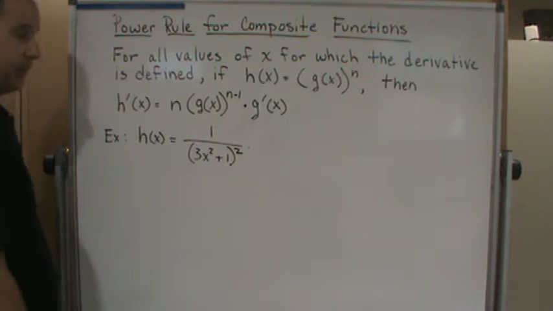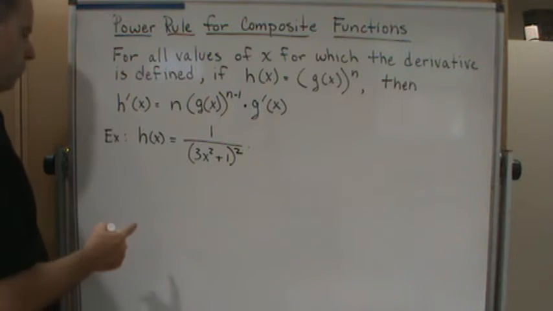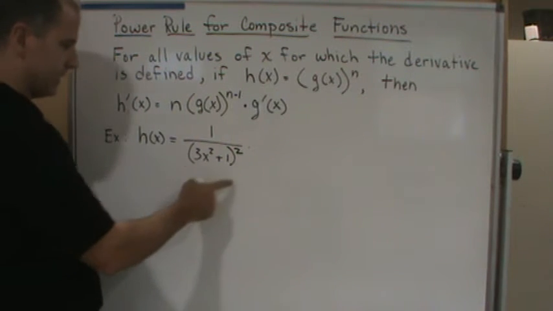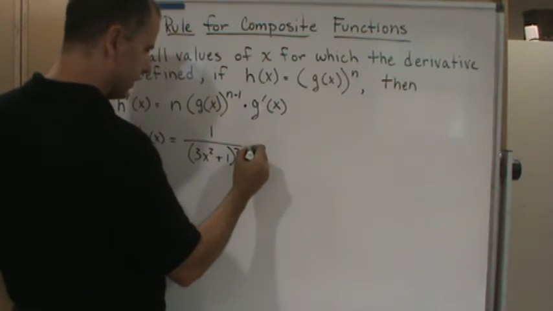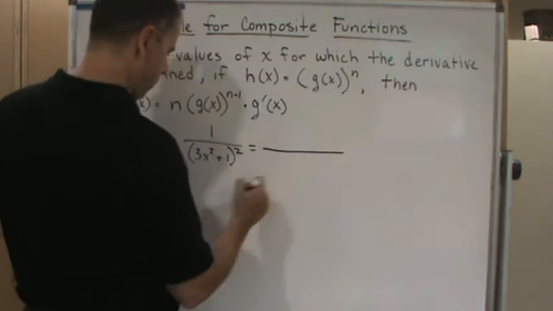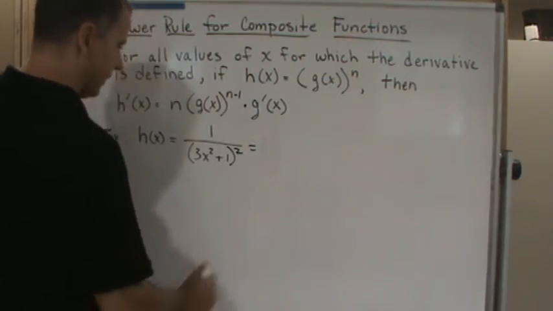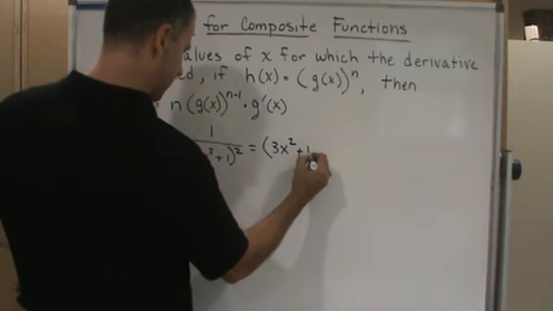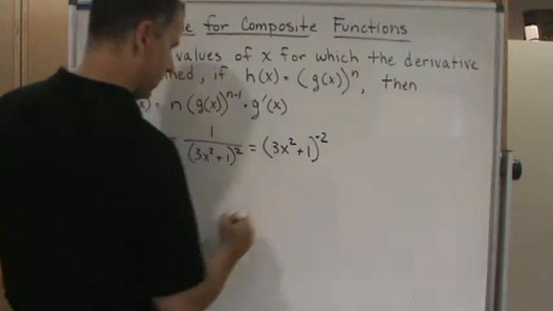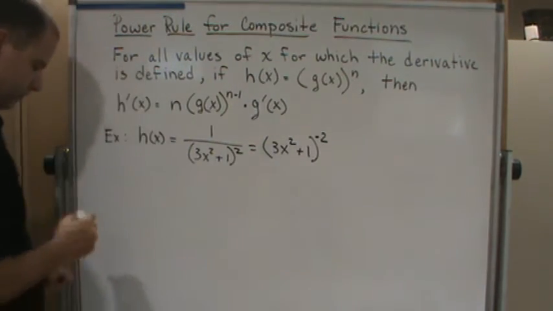And again, there may be other rules that you may have to use in applying the chain rule. So for example, let's look at this one. If h of x is equal to this, I'm going to write this a little differently: as 3x squared plus 1 to the negative second power. Instead of writing it like this, I'm going to write it like that, much easier to work with.